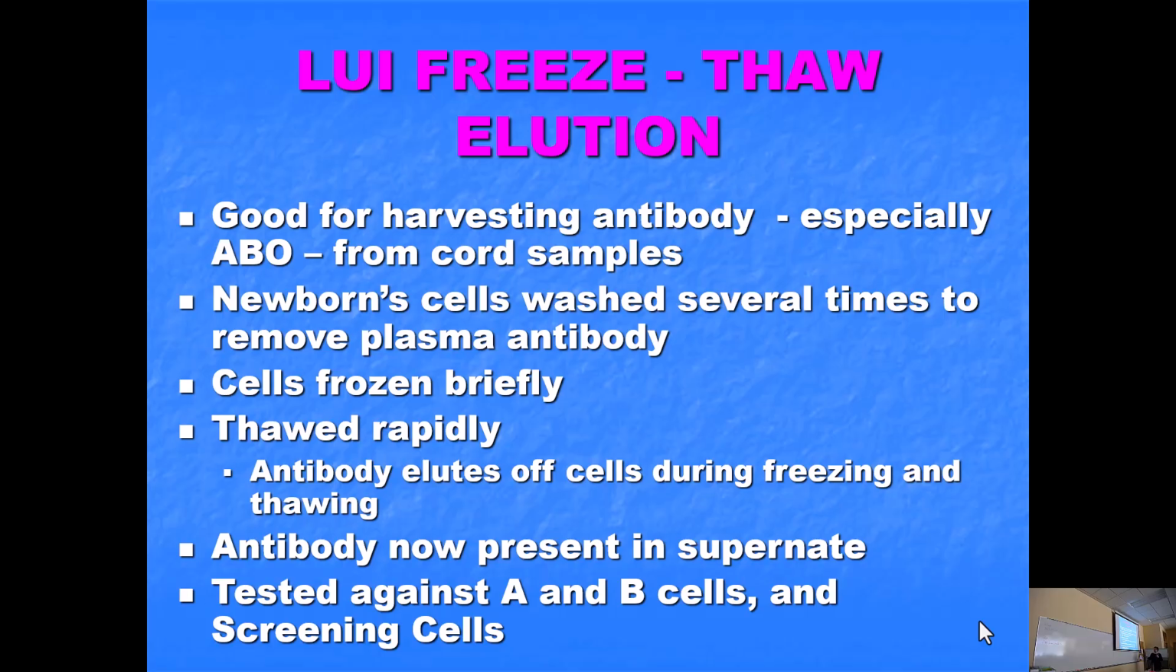And now we're going to test it against A cells, B cells, and screening cells to see what's going on. And then possibly, if the screening cells are what's positive, we're going to test it against the panel to figure out what's causing the problem. We kind of should have an idea based on what mom has, and so we can do just a partial panel at that point, but we need to rule out everything else.